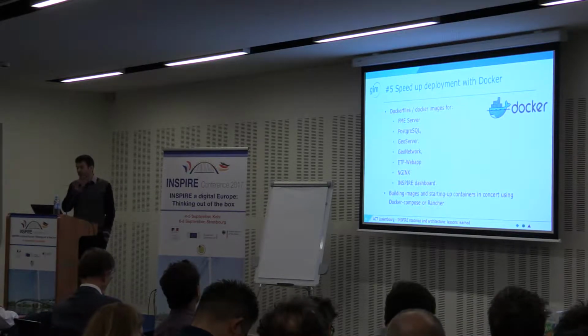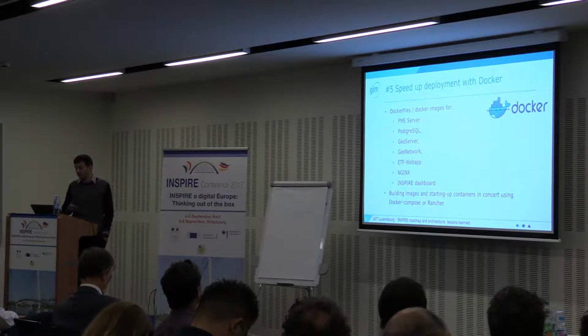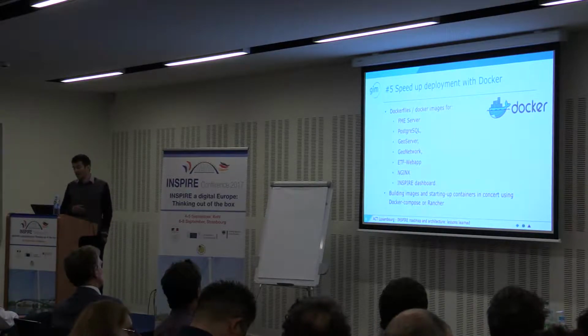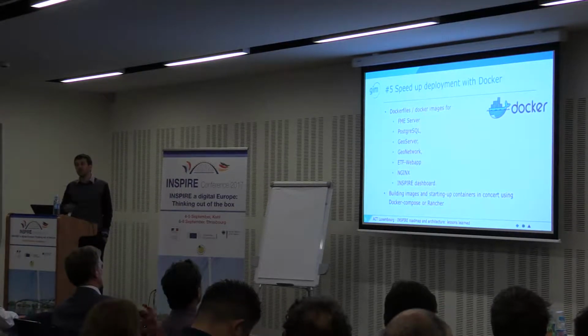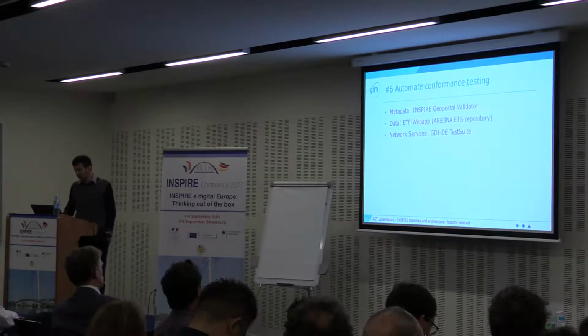Another lesson learned, and this is also something we learned rather from the ACT, is that you can use Docker to really automate the deployment of the various components that you have. So ACT has Docker files or Docker images for FME Server, for PostGIS, for GeoServer, for GeoNetwork, etc. And all this allows them to quickly set up a development environment or to update it. It's really also a way of saving some effort and some budget.